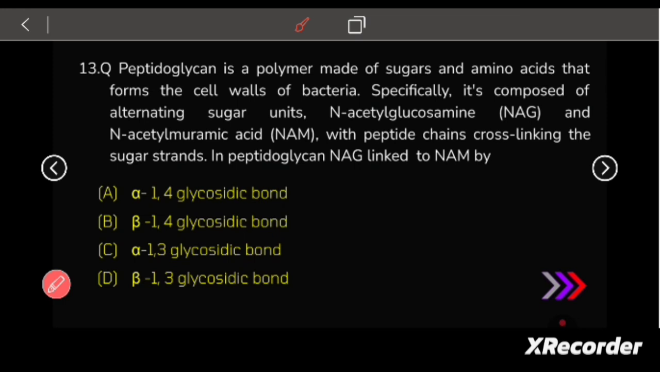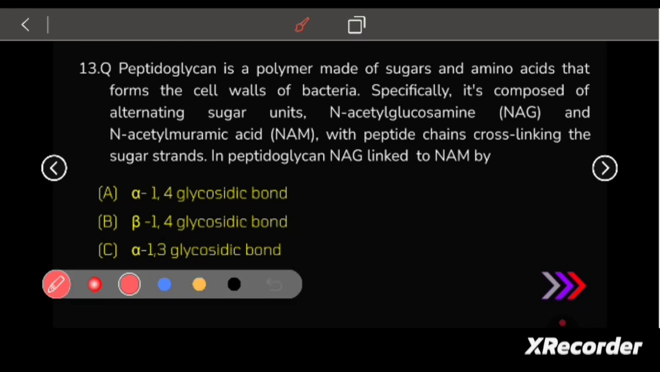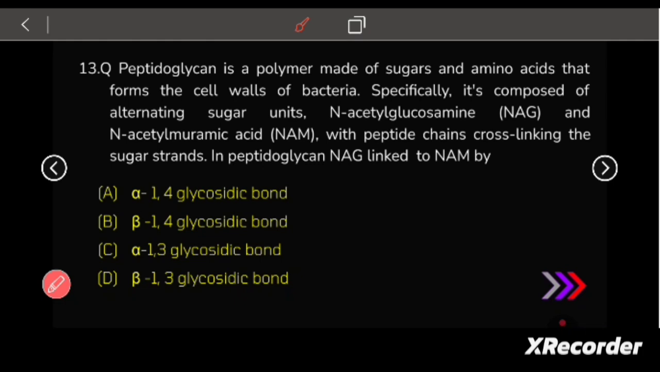Beta 1,4 glycosidic bond. In peptidoglycan, N-acetyl glucosamine is linked to N-acetyl muramic acid by beta 1,4 glycosidic bond. The first carbon of N-acetyl glucosamine is linked to the fourth carbon of N-acetyl muramic acid. So these sugars are linked by beta 1,4 glycosidic bonds. First carbon of one molecule is linked to fourth carbon of the other molecule.